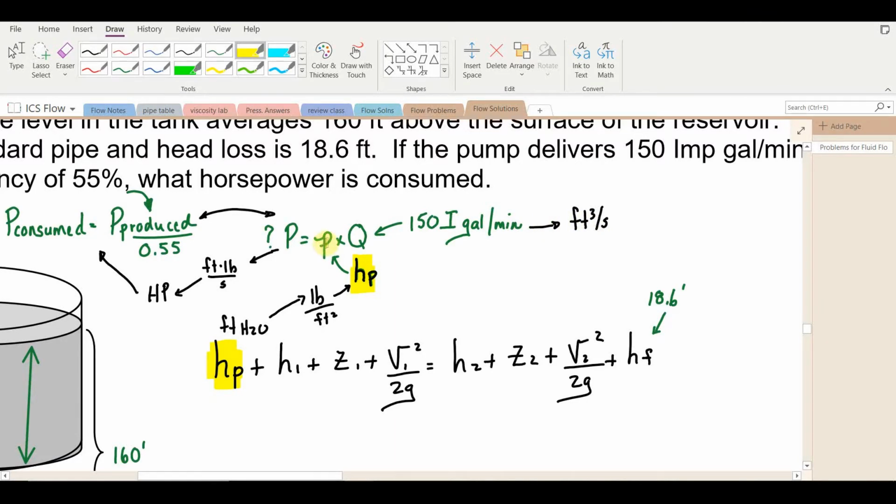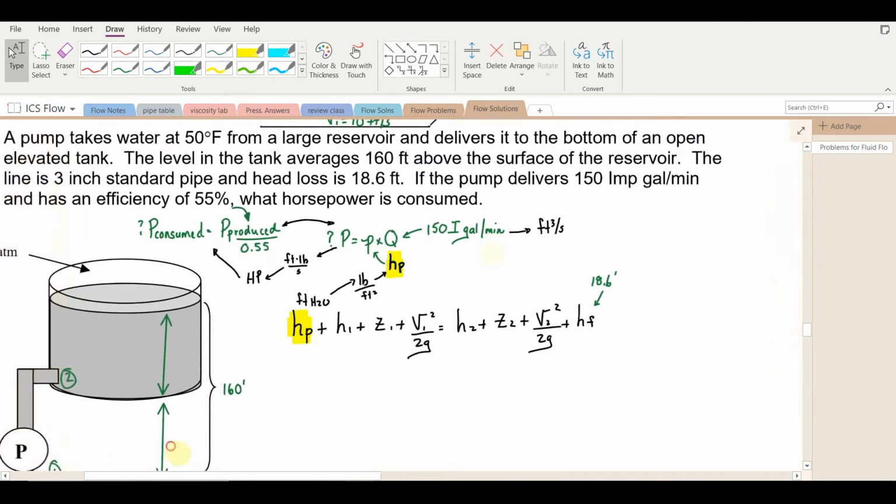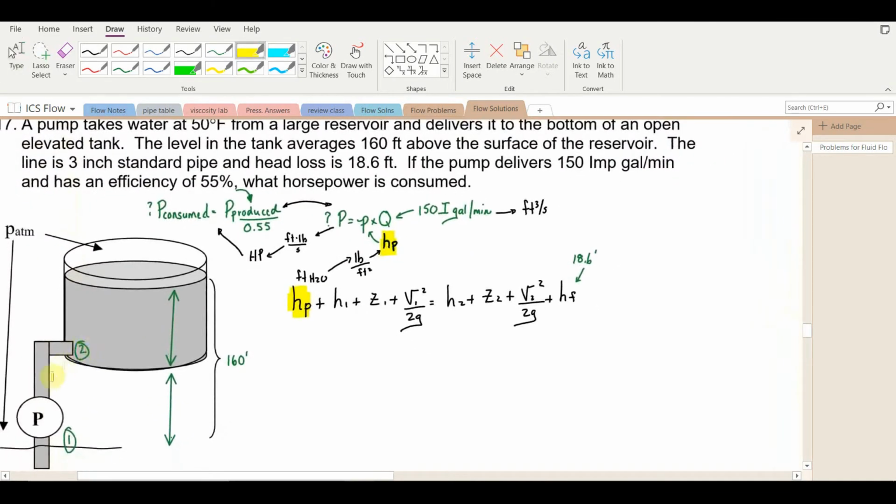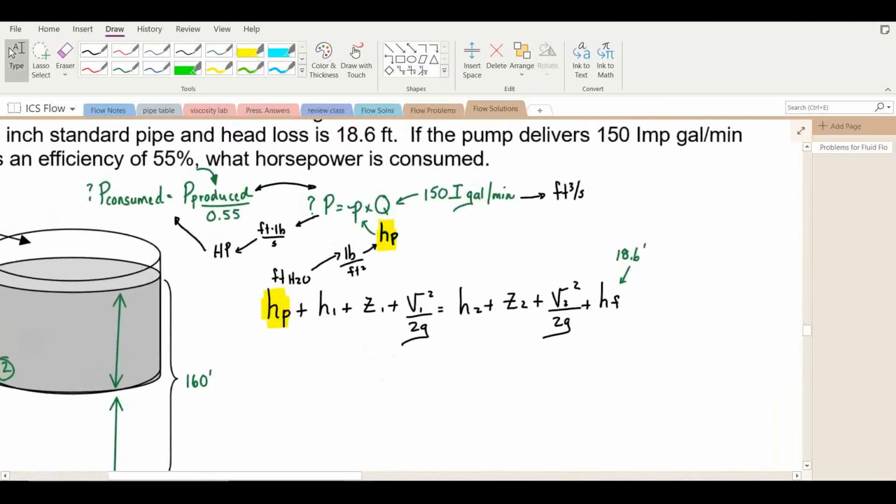Where do we get this pressure term from? Well, the pressure term will have to come from Bernoulli's equation. Let's figure out what pressure is involved in doing this. And we'll need that pressure in pounds per square feet to combine with cubic feet per second to give us power in foot-pounds per second, which we divide by 550 to get horsepower, and then divide by 0.55 to get the power consumed. But let's go back to Bernoulli's equation.